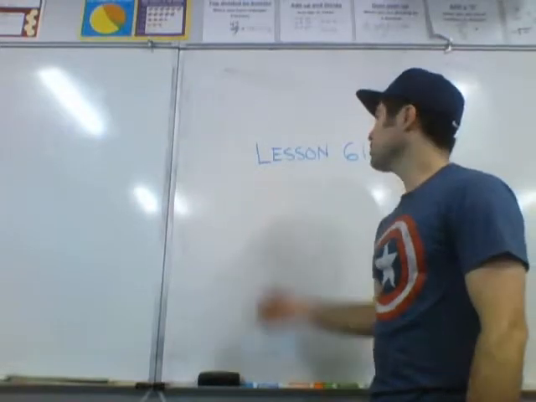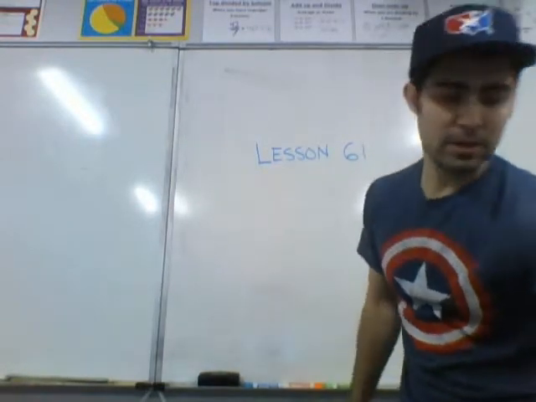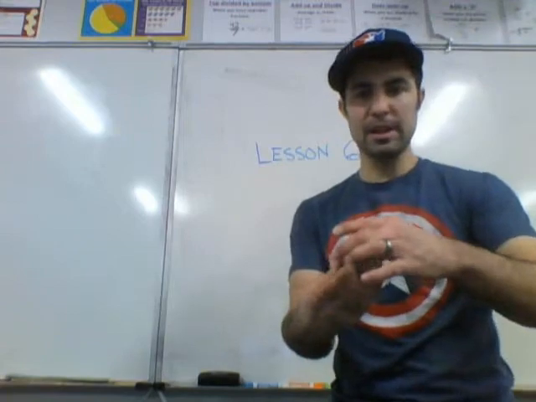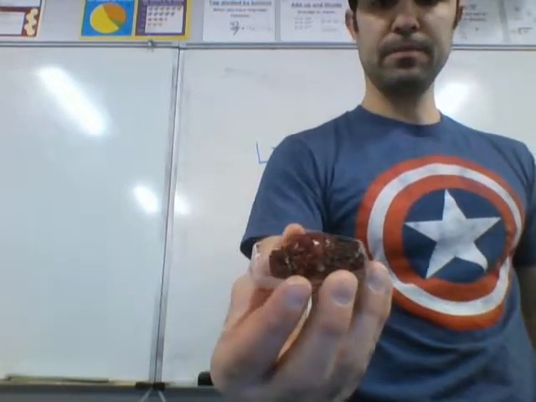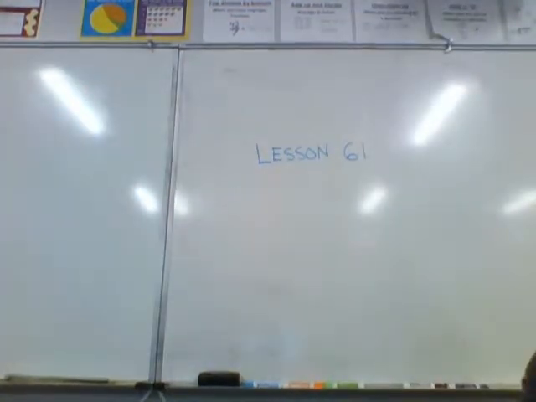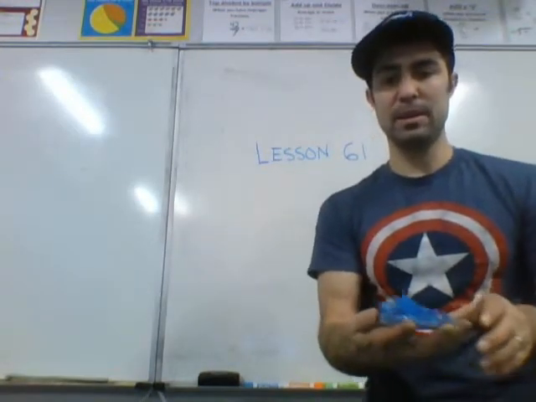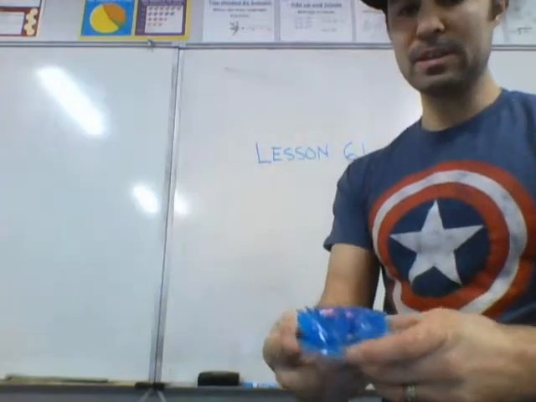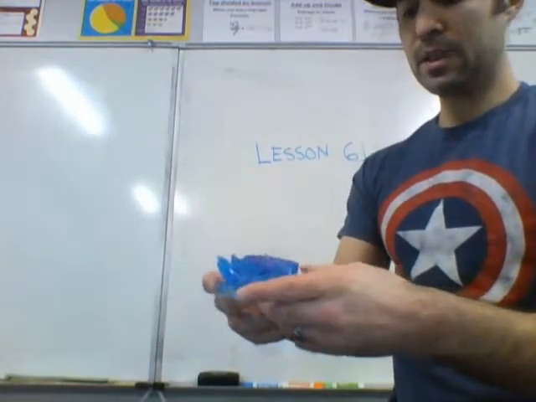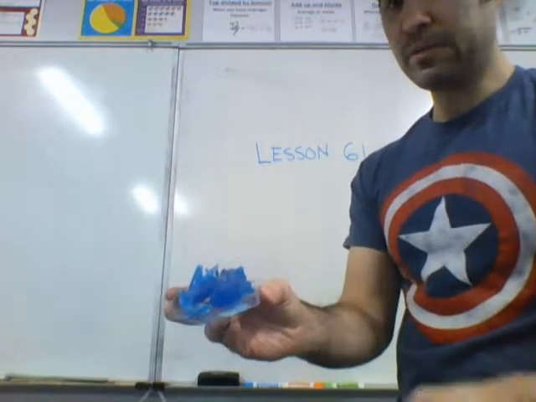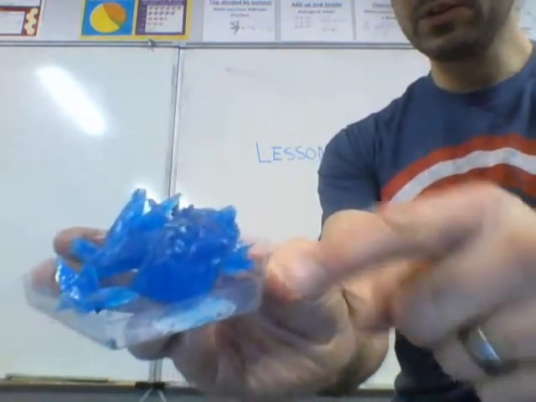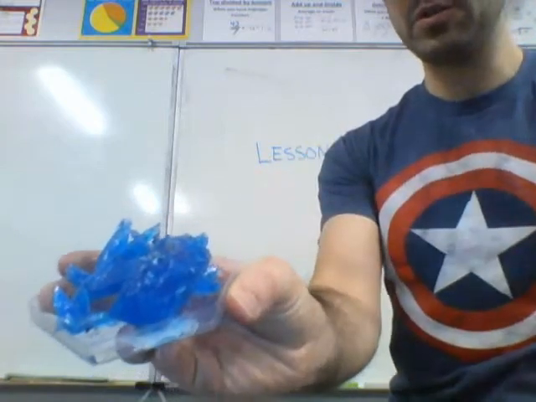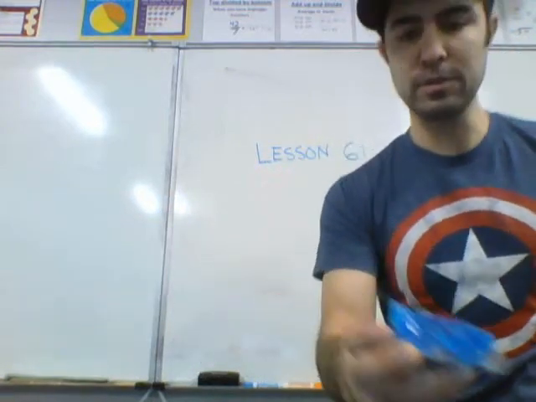Alright, today we're going to go over lesson 61, but before I do, I want to show you some cool stuff we made in class. We made some crystals. See, there's a dark red one. And this one is my favorite because it's the biggest. Here's a blue one. And I don't know if you can see it in the video, but right here, the crystal has a purplish hue to it.